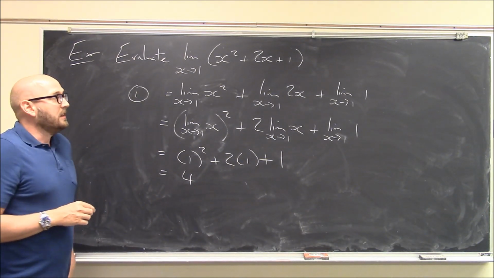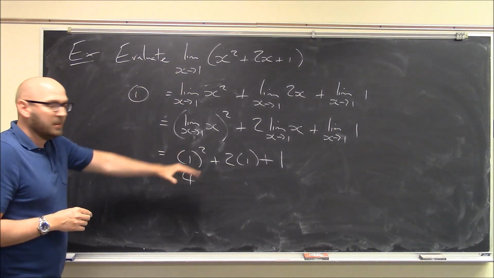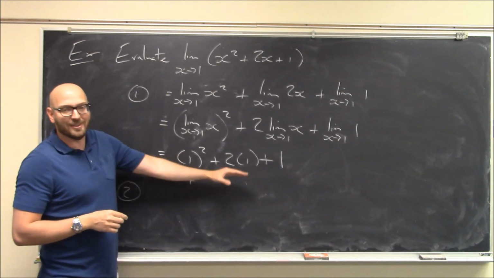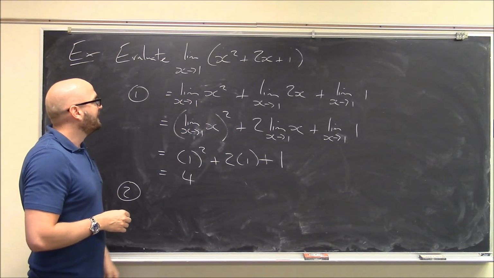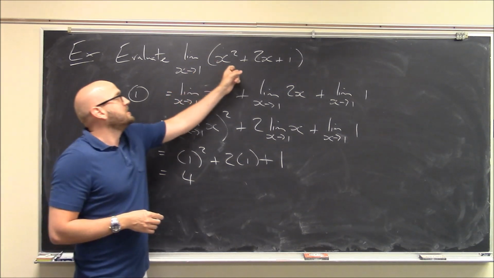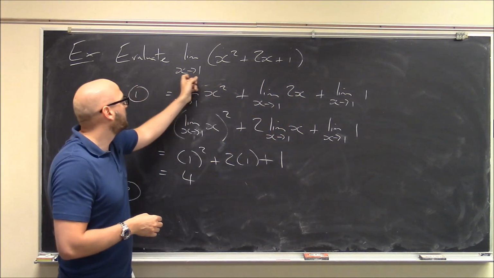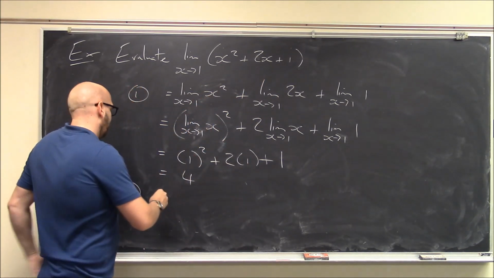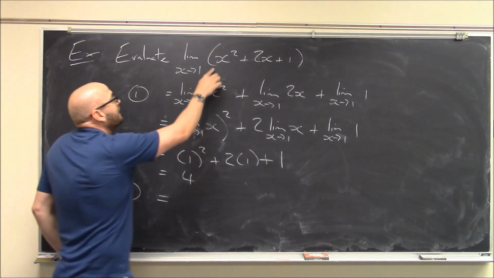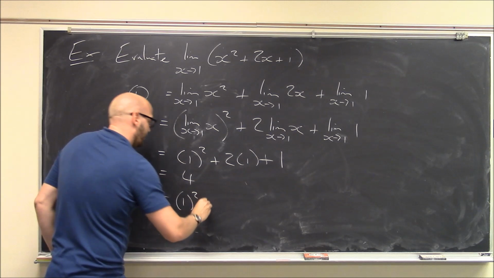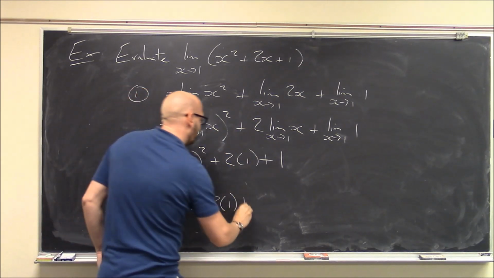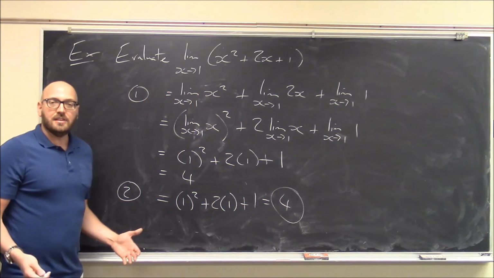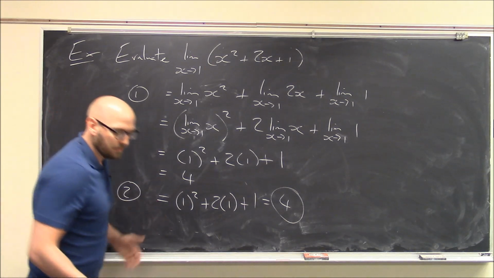Now I will never evaluate a limit like this ever again in this process because it's way more than you need to. I'm just demonstrating the limit laws here very specifically. What I would usually do is look at this function, x squared plus 2x plus 1, and ask myself, can I plug in x equals 1? Do I divide by 0 or anything? No. Just plugging in x equals 1, I would get 1 squared plus 2 times 1 plus 1. Same answer, 4. So if you can plug in the number, if you don't divide by 0, plug it in. That's all you have to do.